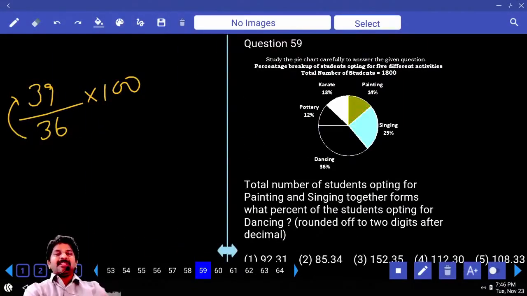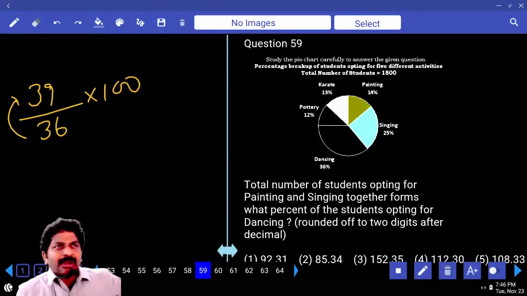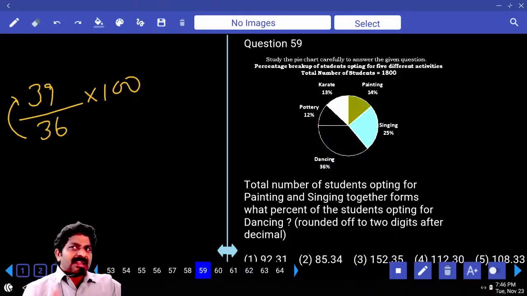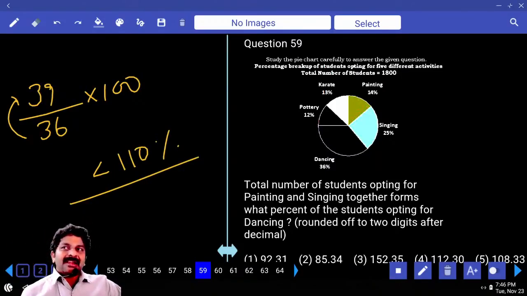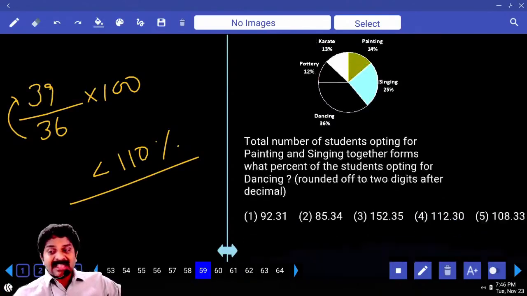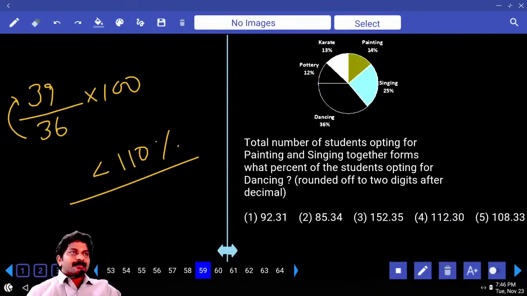Numerator is how much more than the denominator? What is 10% of the denominator? 3.6. Do we have to add 3.6? More or less? Then the answer must be less than 100 plus 10. That is less than 110% only. You are sure that the answer is more than 100, but less than 110. How many are there? 5th option.